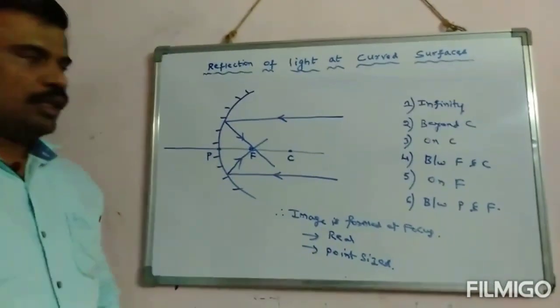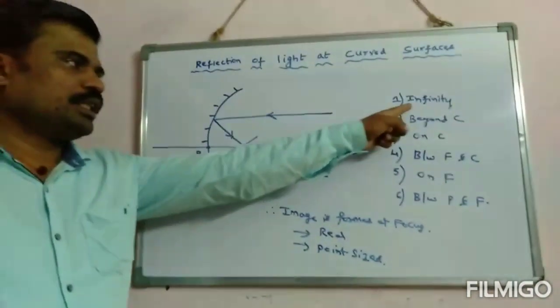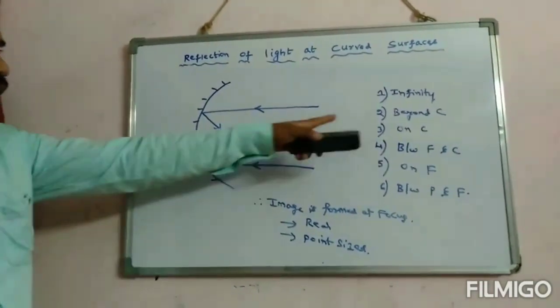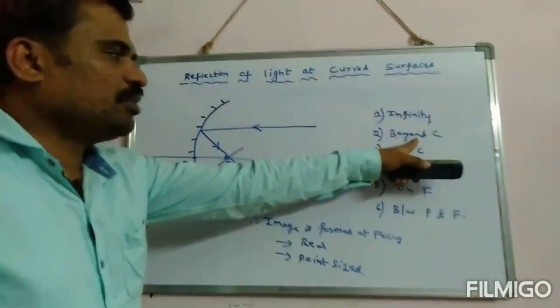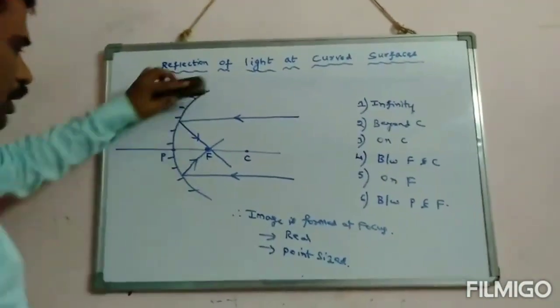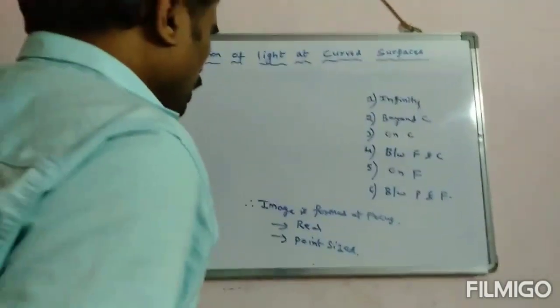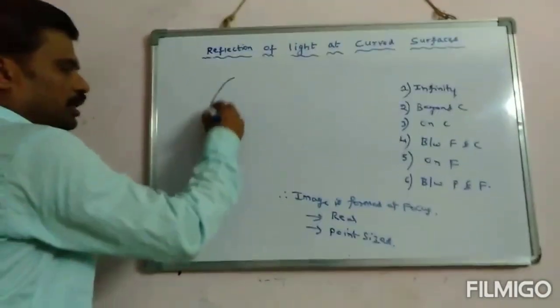Now we have learned when the object is placed at infinity. Now the next position is when the object is placed beyond C. Okay, now let us see the object placed beyond C. Now look at this one.